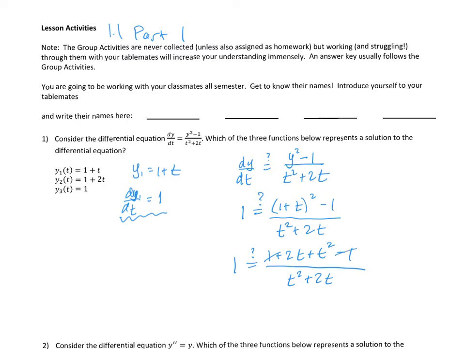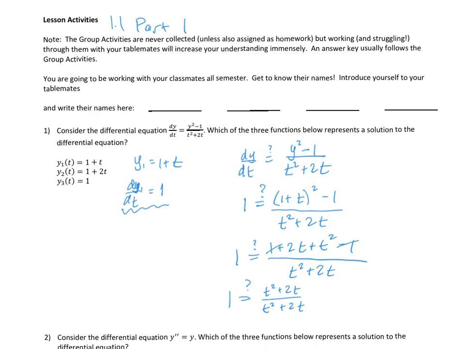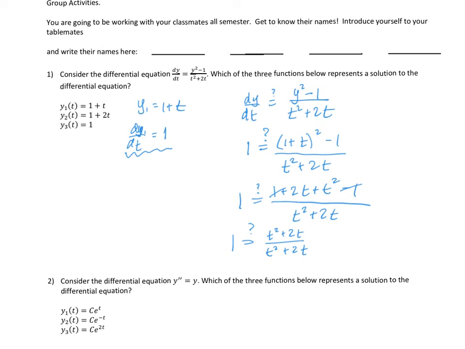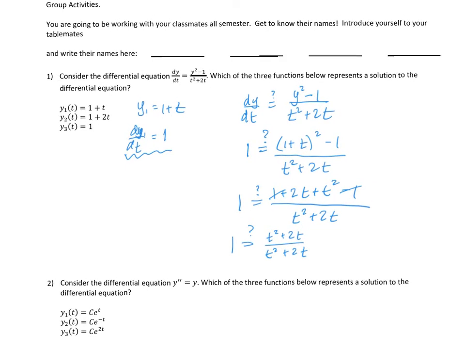My 1 minus 1 cancels. Does 1 equal (t squared plus 2t) over (t squared plus 2t)? It does, because when you have something over itself, that is 1. So I have 1 equals 1, check. So that means y1 is a solution.